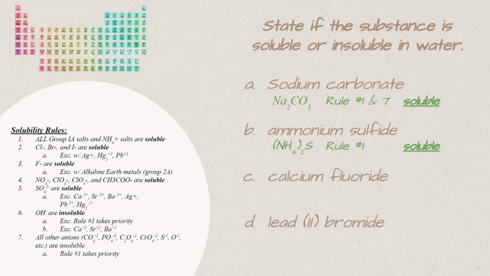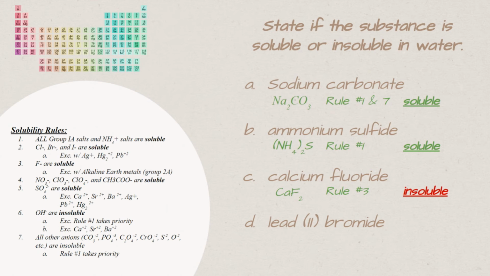and we can see that all ammonium salts will be soluble. For calcium fluoride, we know that calcium is a group 2 metal and that fluoride is a halogen, meaning that it has a charge of -1. So there will be 2 fluorides. And because of this fluoride, we can look at rule number 3, which says that fluorides are soluble, except with alkaline earth metals, which are group 2A, which is what calcium is. So that means that calcium fluoride is insoluble.